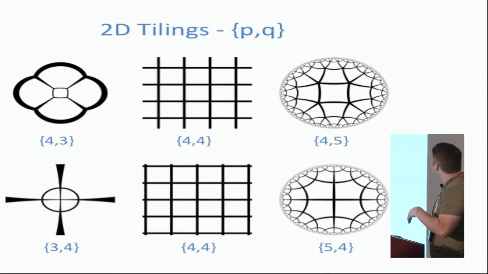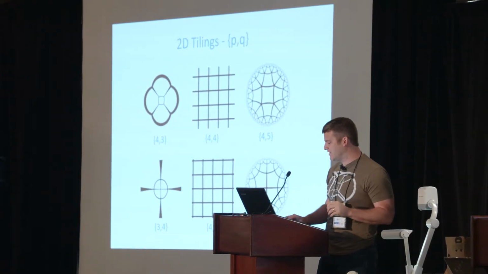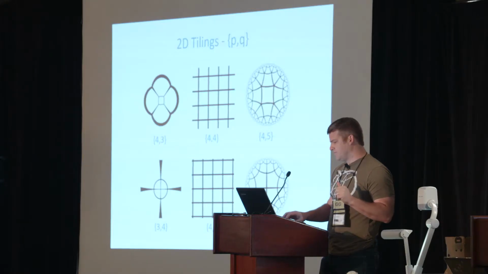So we move over, we get the Euclidean tiling of squares of the plane, and if we want to put five around each vertex, we get the hyperbolic 4-5 tiling. The bottom row are the duals to these, and the only thing I want to point out is that the Schlafly symbols are reversed for duals.